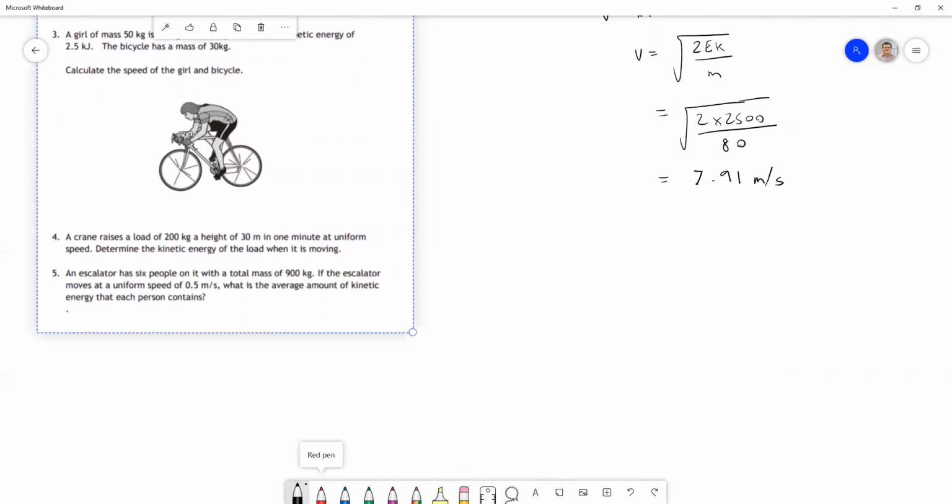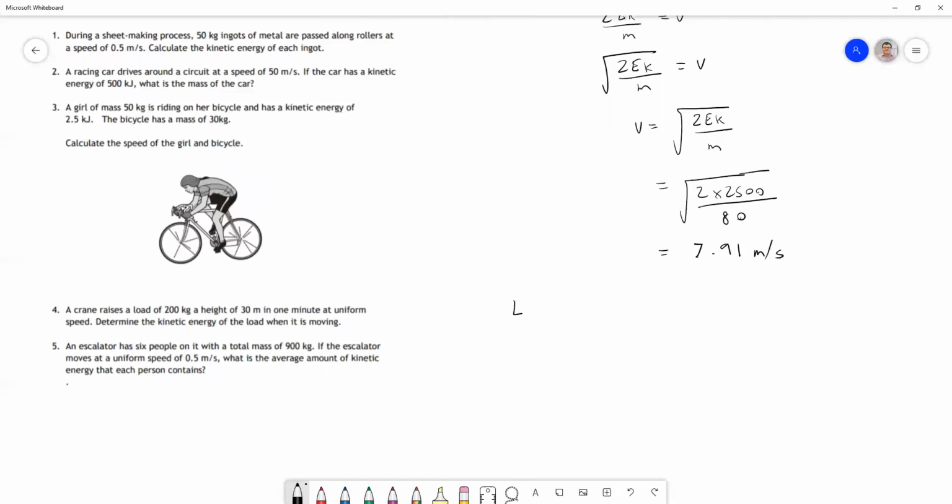In question 4, we're told that the crane raises a load of 200 kilograms to a height of 30 meters in 1 minute at uniform speed. Determine the kinetic energy of the load when it is moving. So this question's a little bit trickier. It's asking us to do something a bit different. It's not giving us a velocity, but it's told us information about the velocity that we can work out.